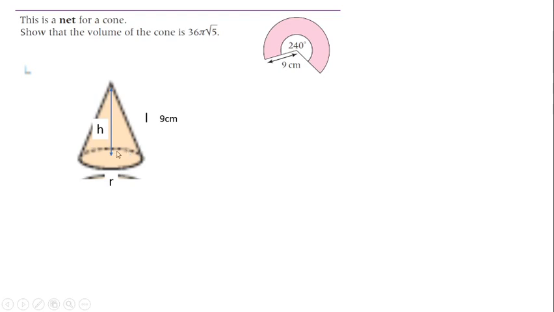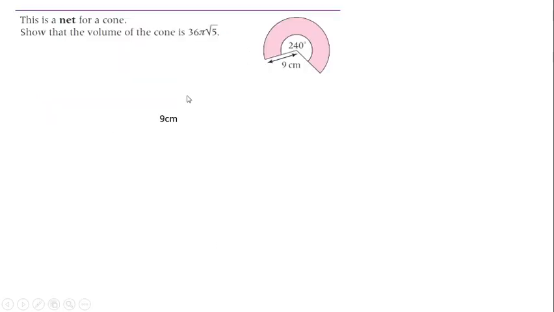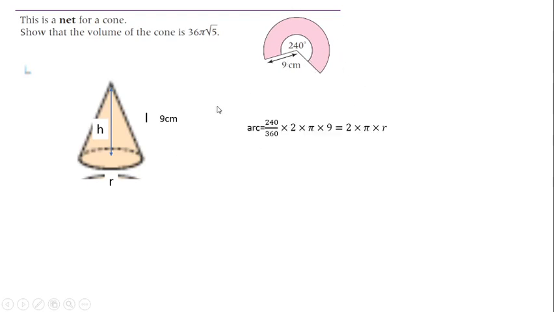So if I need to find the volume, again, we look back, the volume is a third pi r squared h, so I need to find r and h. Now all I've got is my cutout of my circle here, so I need to work out this arc length here, because this arc length forms my circumference at the bottom. And so the circumference at the bottom is 2 times pi times r, and that equals 240 over 360, which is my fraction of the 360, times 2 pi times 9, which would be the circumference of that full circle.